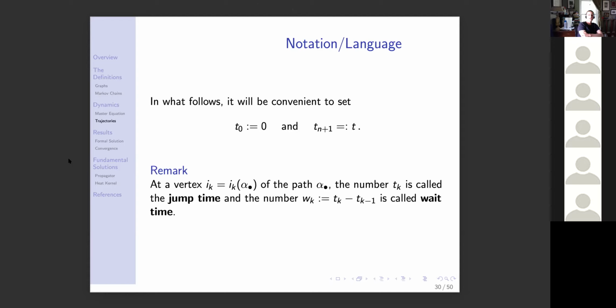And here is some remark. The number T sub k is called the jump time at the vertex I sub k, and the number W sub k, which is the difference t_k minus t_{k-1}, is called the waiting time at the vertex. We're never going to use the waiting time. We're only going to be using the jump time in this talk. Okay, any questions? Am I going too fast? Okay, good.